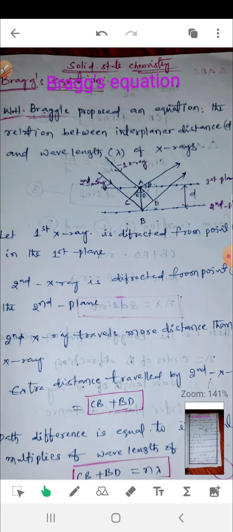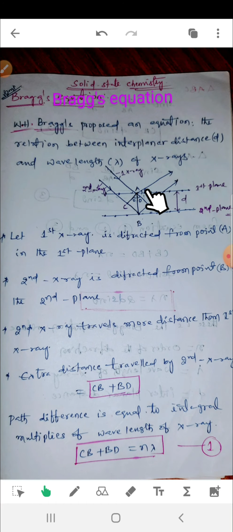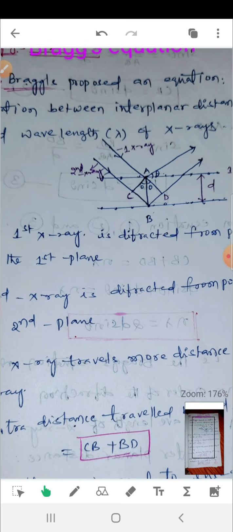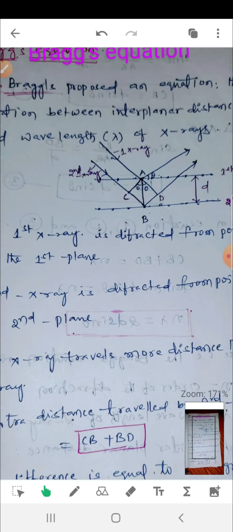In the case of the diagram, draw it neatly. First draw the first plane horizontally. Here also draw a horizontal line, that is the second plane, and we are passing X-rays onto these planes. We consider only two planes and two X-rays for our convenience. The distance between the two planes we call small d. So you have to draw this diagram, and we try to understand the diagram here.